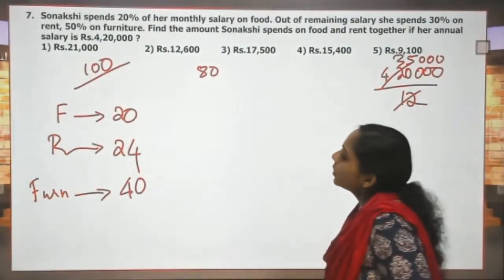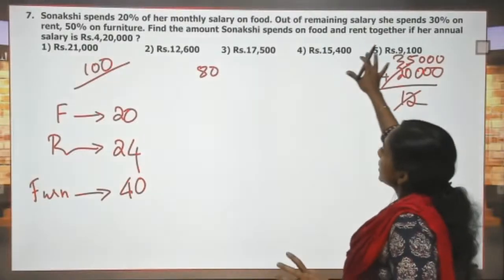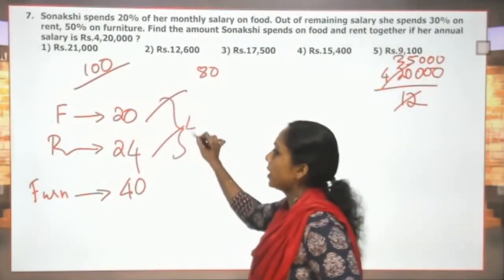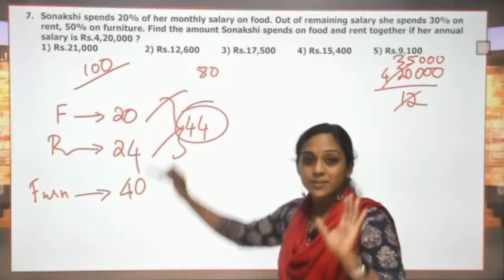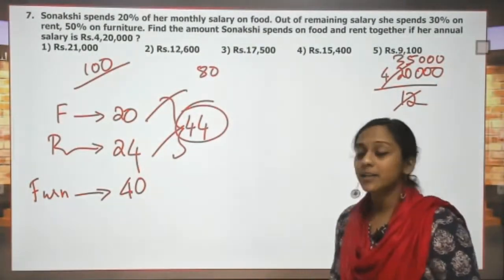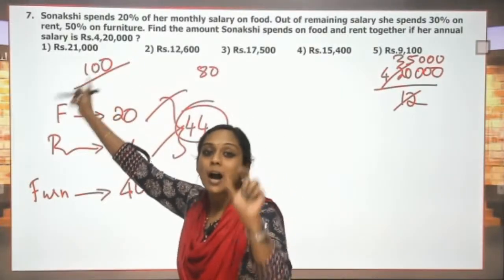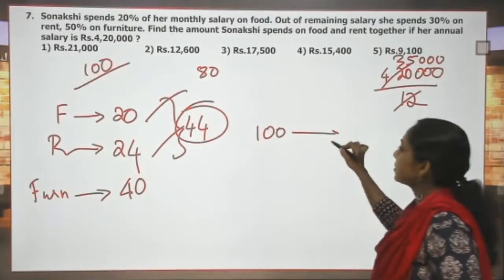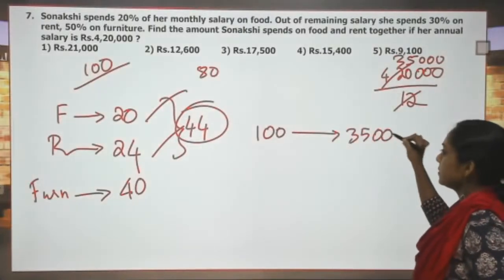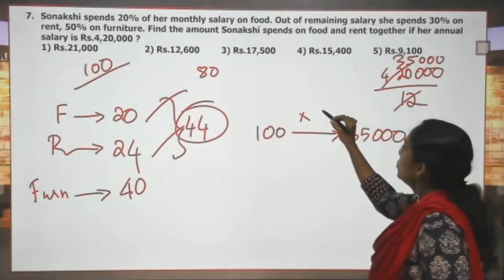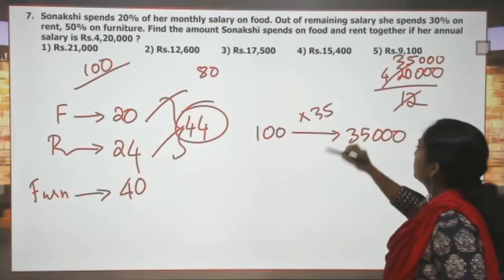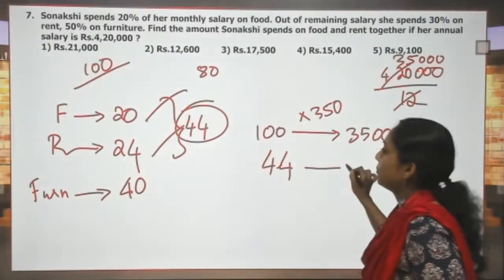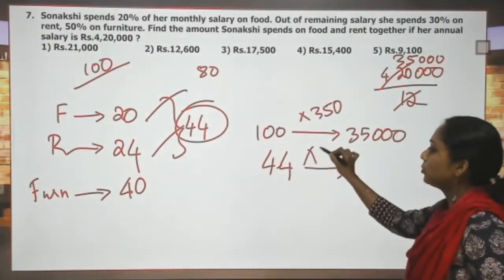Okay, now what is our question? Find the amount Sonakshi spends on food and rent. Food and rent means the total is 44. So you have to find out how much is this 44. For that, what data is available? We know our total 100 is 35,000. So what is the relation? 1 is 350. Now find out how much is 44. So 44 into 350.